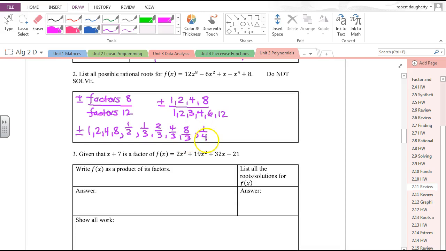Now let's divide every number by 4. That's 1/4. 2/4 is 1 half. 4/4 is 1. 8/4 is 2. Now divide every number by 6. 1/6. 2/6 is 1/3. 4/6 is 2/3. 8/6 is 4/3. Divide every number by 12. 1/12. 2/12 is 1/6. 4/12 is 1/3. And 8/12 is 2/3. So this is the entire list. These are all the possible rational roots for that polynomial.